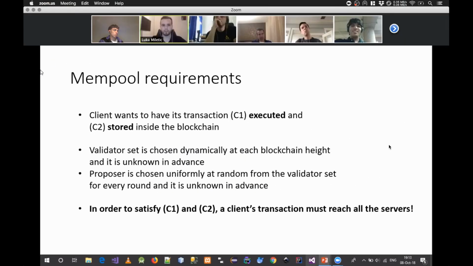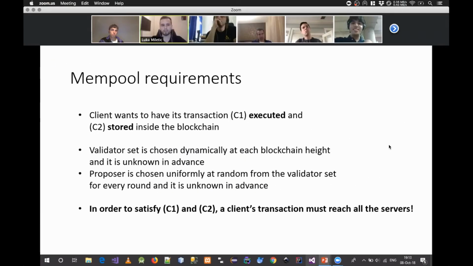From the client's perspective, there are two important events that need to occur. The client wants to have its transaction both executed and stored inside the blockchain. So if we denote those two events as conditions C1 and C2, we may state that in order to satisfy our client's needs, we have to actually guarantee that these two events will occur.